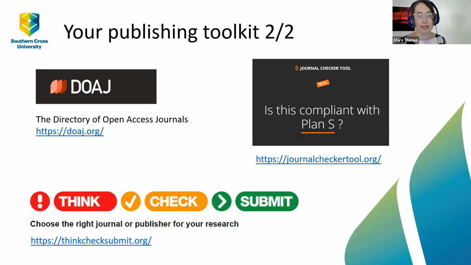Think, Check, Submit is a really helpful resource, not just for journal publishing, but also for open access books and also for conferences. Essentially, it takes you through questions that you should consider if you suspect or are worried that you are potentially being contacted by or looking at predatory journals or predatory conferences. So it's got some great frameworks there to help you, again, identify those high quality publications and events that you might want to be involved in.